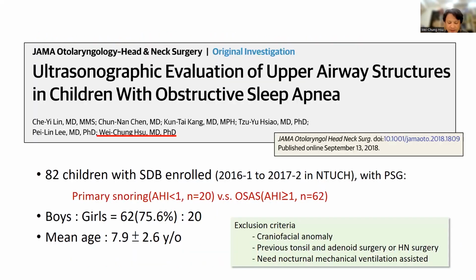Our initial paper was published in JAMA Otolaryngology Head Neck Surgery in 2018, in which all the ultrasound was performed by well-trained pediatric otolaryngologists. In total, 82 children with sleep disordered breathing were included, including 20 primary snoring with apnea-hypopnea index less than 1 per hour, and 62 obstructive sleep apnea children with apnea-hypopnea index more than 1 per hour. Mean age was about 8 years old, and 75% were boys.